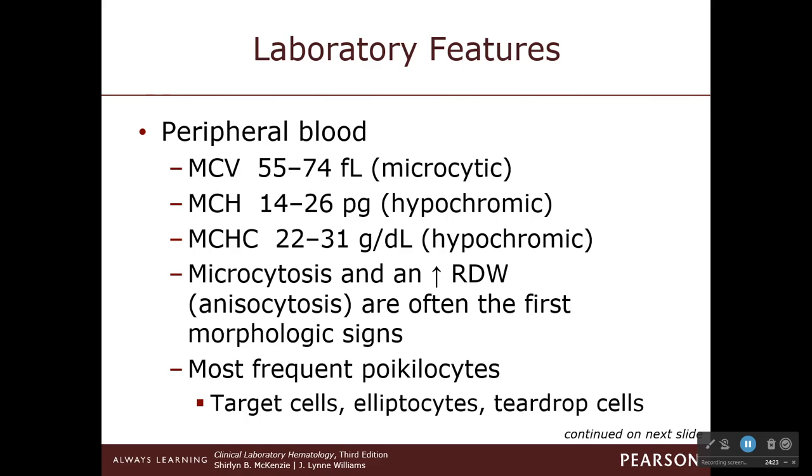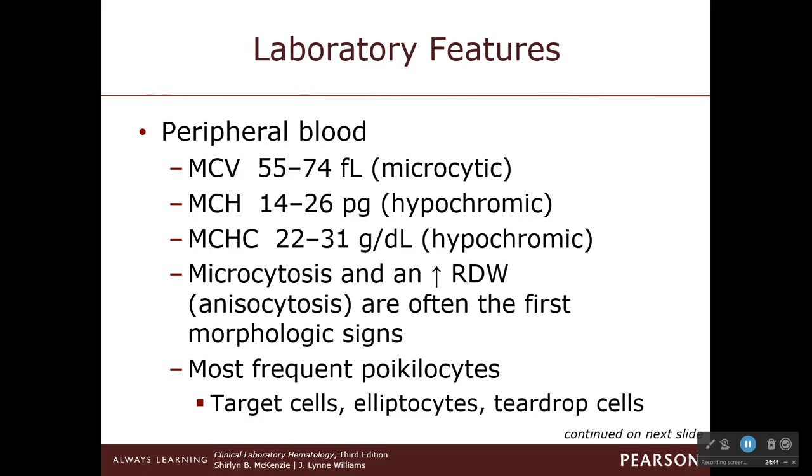Thrombocytopenia, those kind of things. Those are low numbers of those particular cells. Whereas when we see osis, we see an increase. Okay? So microcytosis is an increase. All right? And then an increase in RDW, and these are usually the first morphological signs that you see.